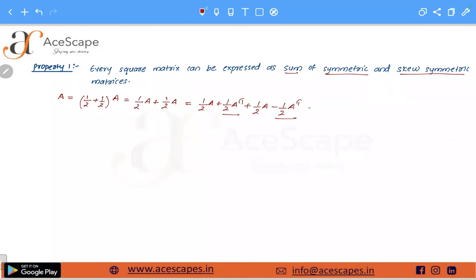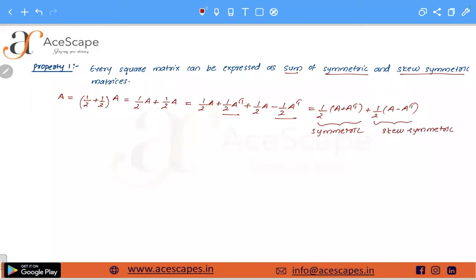So now I'm just grouping it together. I'm taking half outside, A plus A transpose. Now plus, I am taking half outside, A minus A transpose. We will see, with an example, that this matrix will be a symmetric matrix and this matrix will be a skew symmetric matrix.